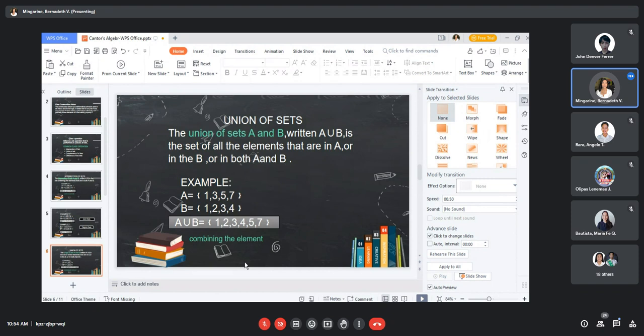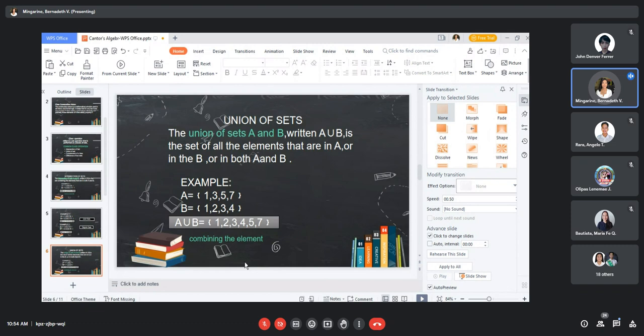So, again, kapag sinabi natin union, we are combining the elements. Pagsama-samahin natin siya. Okay, so paano natin mapapakita using Venn diagram? So, set A and B, since ang common nila ay 1 and 3, sinasabi kong mayroon silang common elements. Ilalagay natin sa gitna na nag-overlap ang 1 and 3, ang common elements nila. Ang meron kay A is 5 and 7, and for B, 2 and 4.